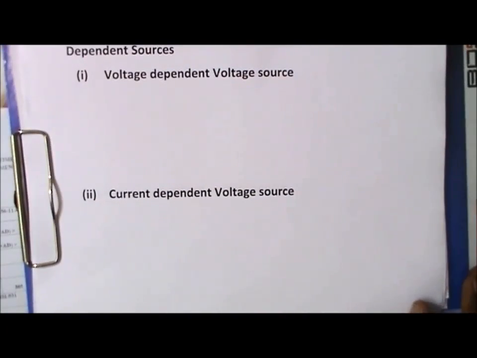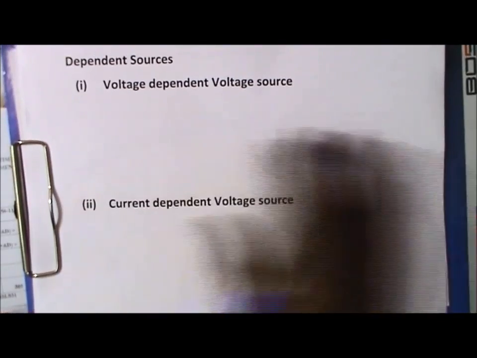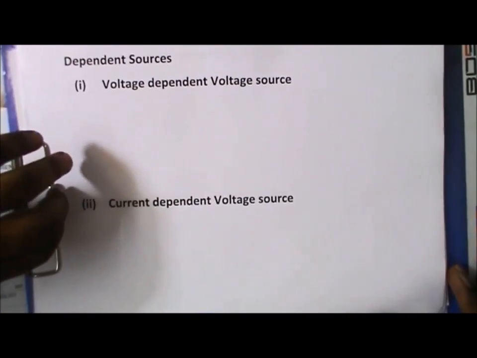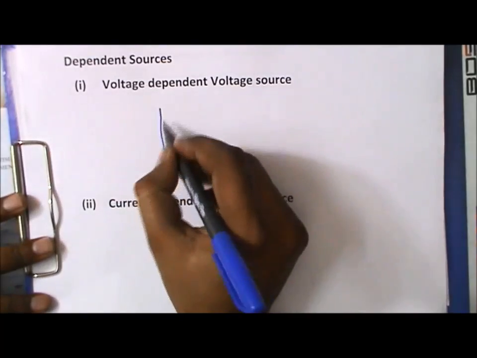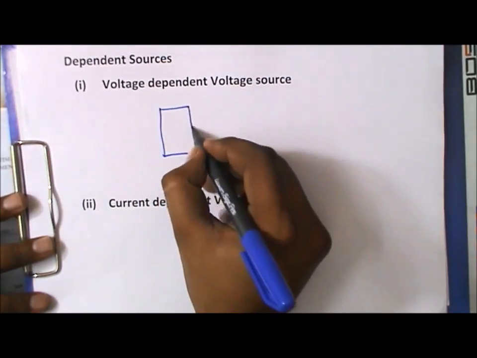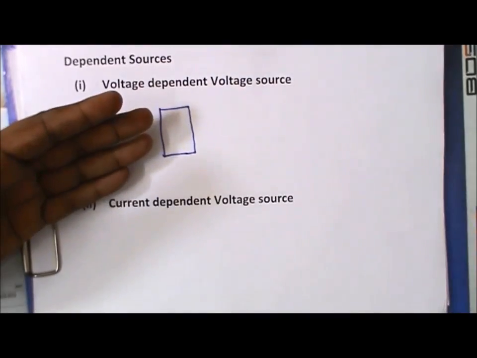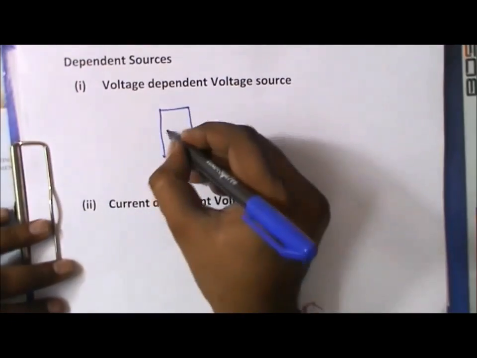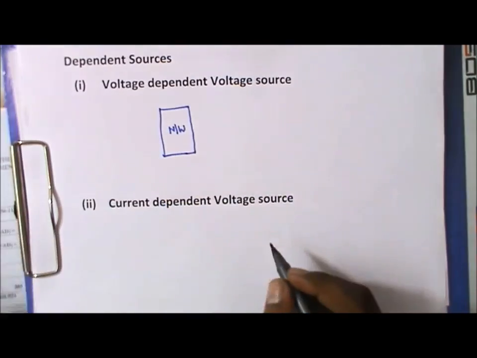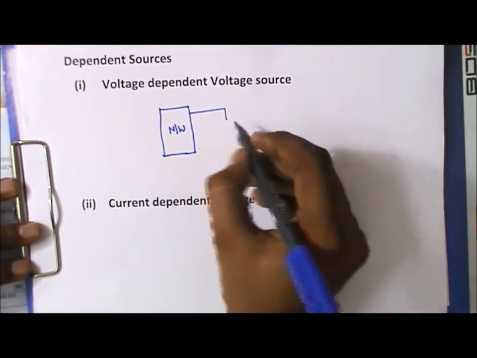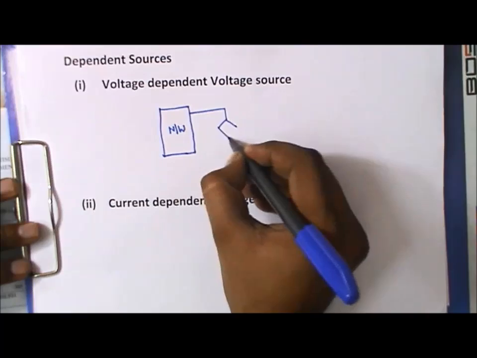The first thing, as shown here, is the voltage dependent voltage source. Let us suppose it is a network. Let us suppose this network has elements. These elements have resistance, inductance or capacitance, whatever it is, just representing the network. And this has the dependent source.